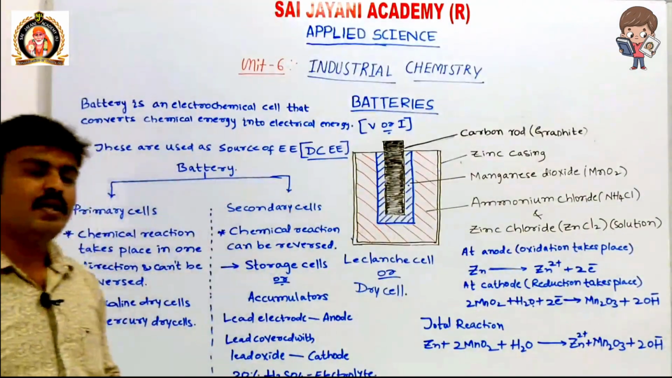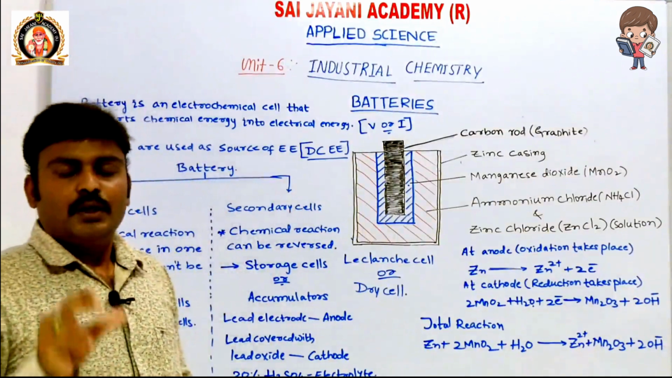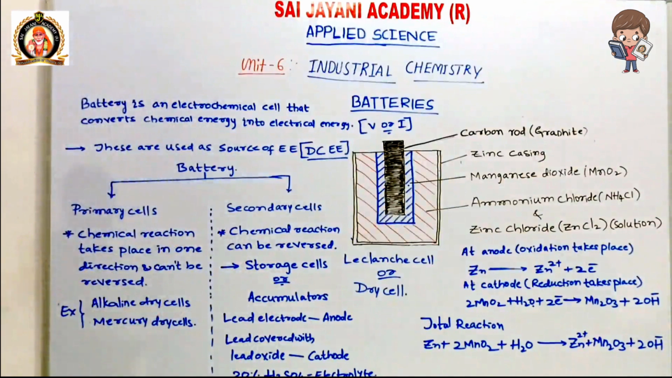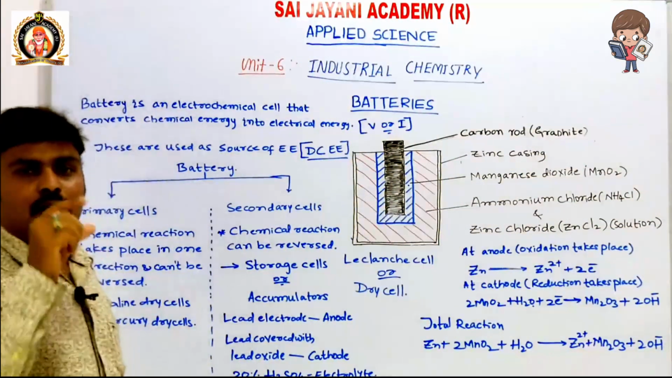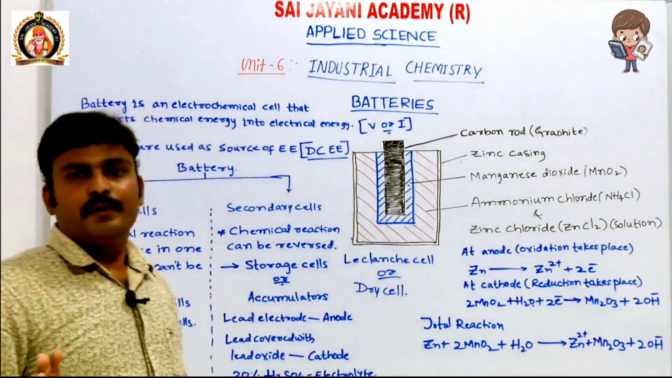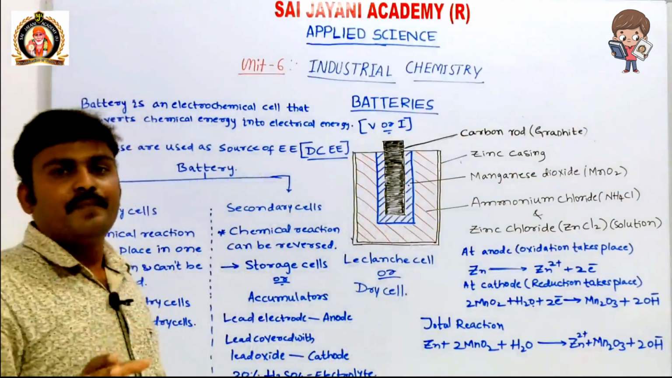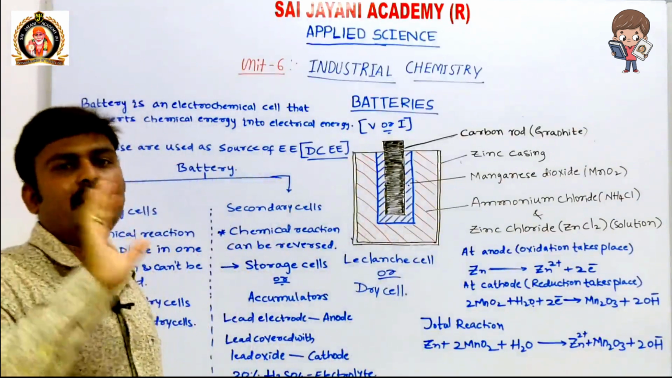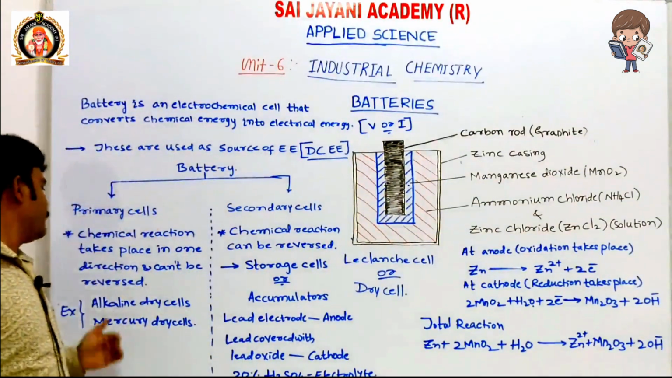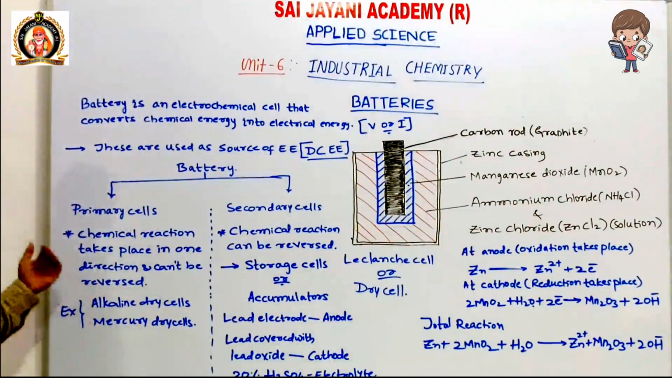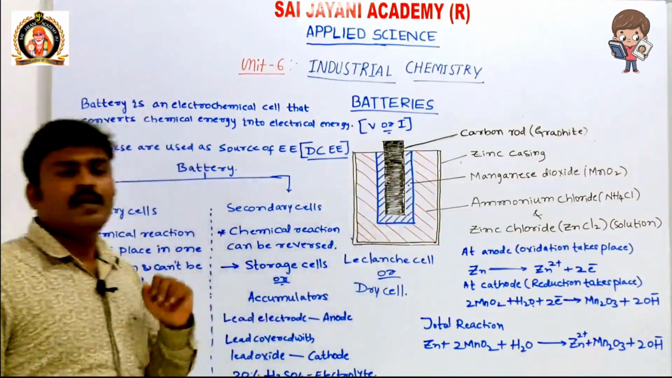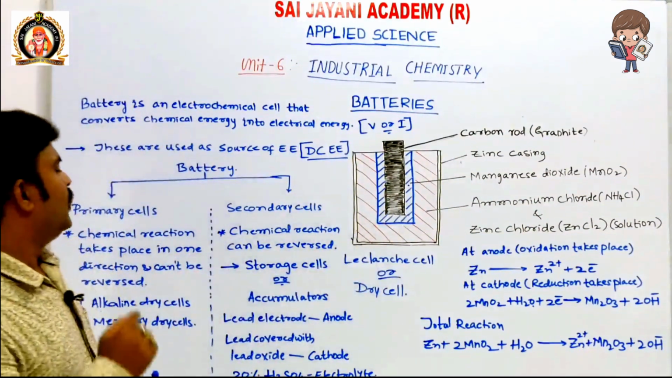So, what are primary cells? In the primary cells, the chemical reaction takes place in only one direction. Means the discharge only happens once the cell is formed. It will be discharged only. It will be utilized, and once it is discharged completely, it cannot be recharged. So that kind of cells are called primary cells. Okay. Examples for the primary cells are alkaline dry cells, mercury dry cells, and Leclanche dry cells. These are some examples of dry cells.